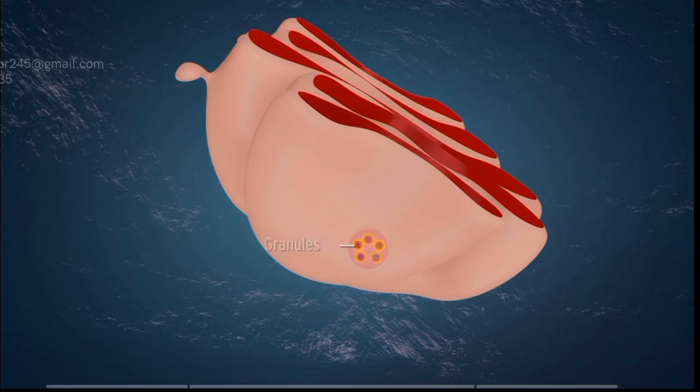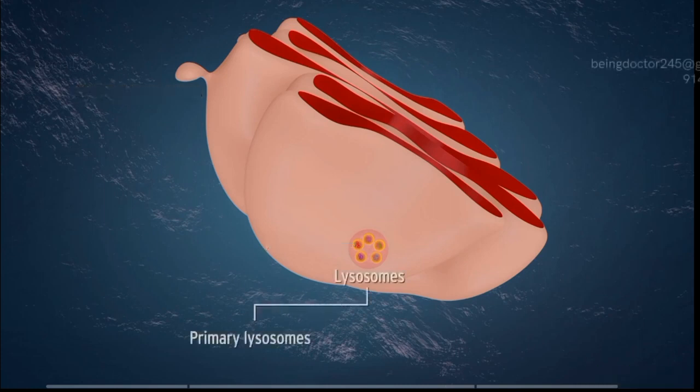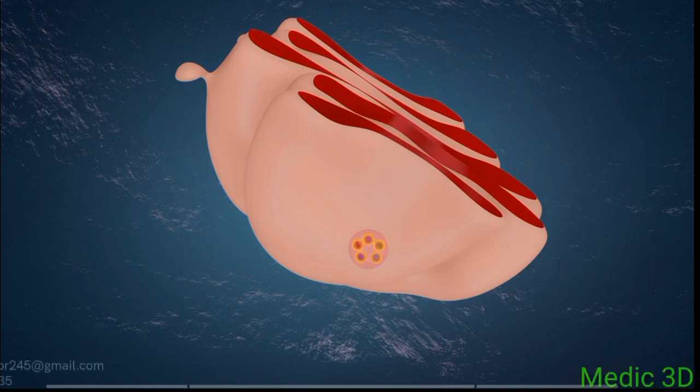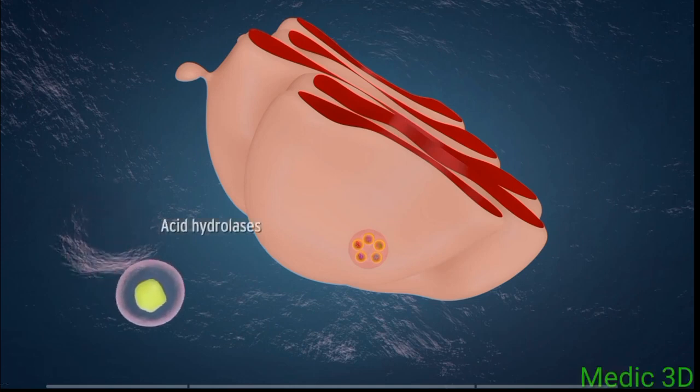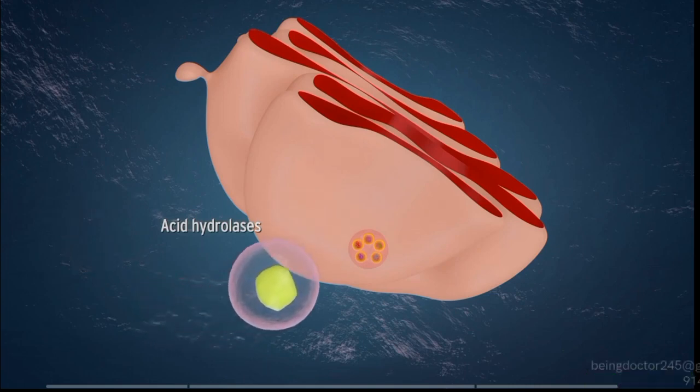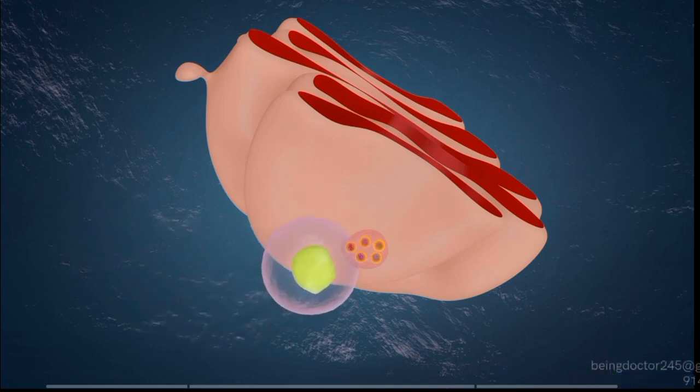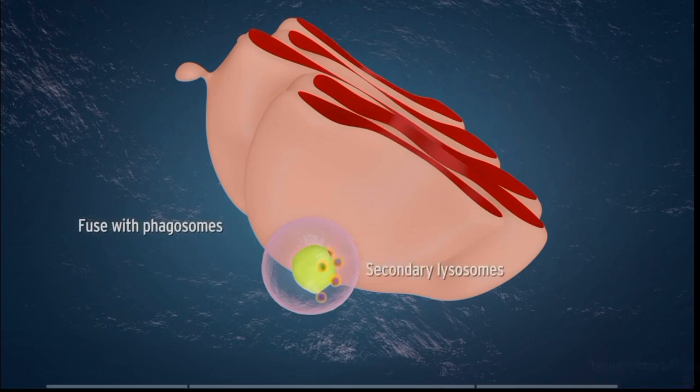It has many small granules which contain hydrolytic enzymes. There are two types of lysosomes: primary lysosomes and secondary lysosomes. The primary lysosomes are vesicles formed by Golgi apparatus and are enclosed by a single phospholipid layer. They contain acid hydrolases, which are important in activation or deactivation of the enzymes. Most of these fuse with phagosomes and develop into the secondary lysosomes.